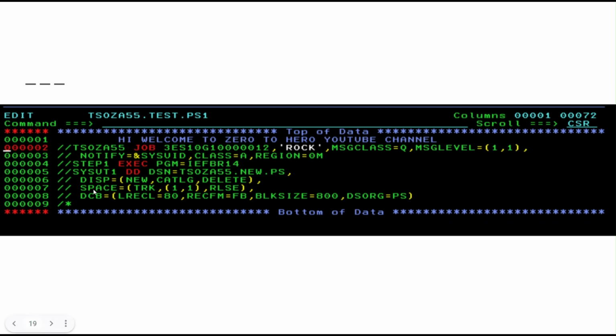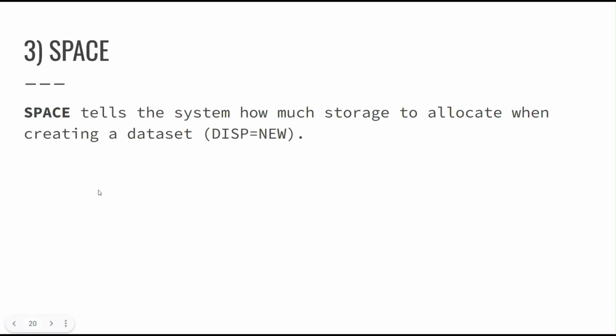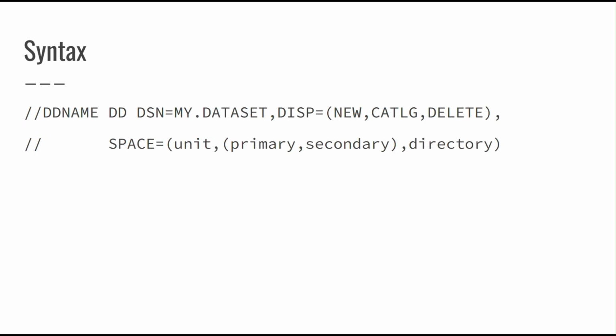Now let's see what is SPACE. Space tells the system how much storage to allocate when creating a new dataset. Space is applied only to a dataset on DASD, which means direct access storage devices. In space, there are many parameters like unit, primary, secondary, and directory. I will explain what unit and primary are in detail in upcoming slides.